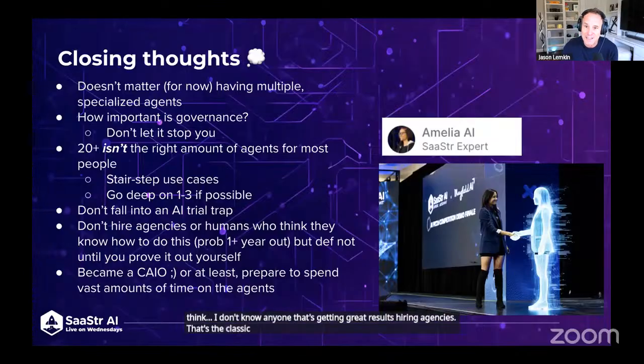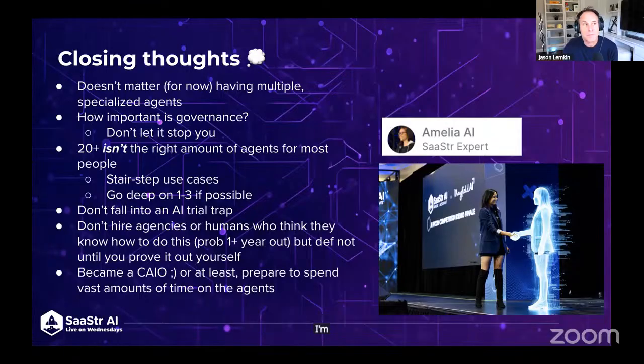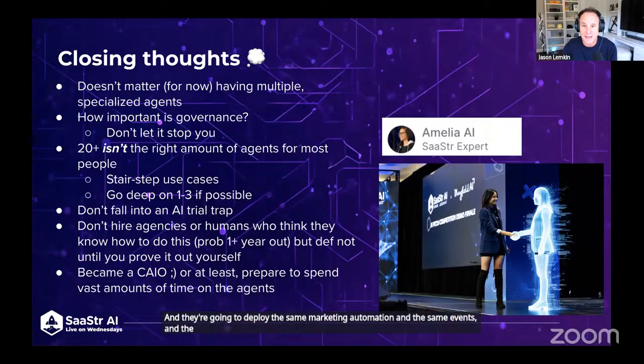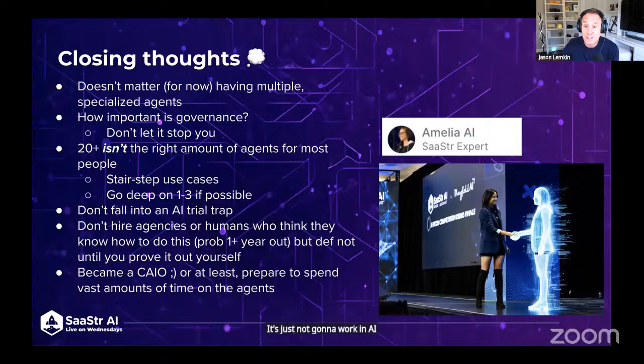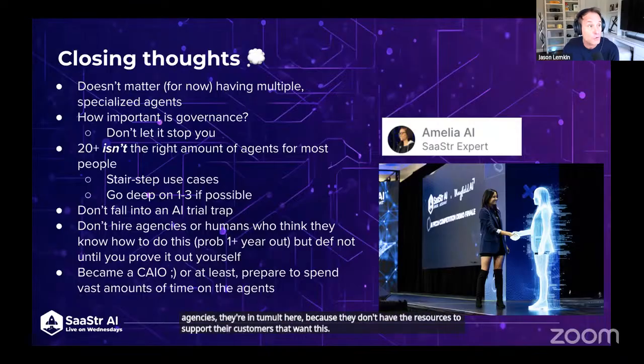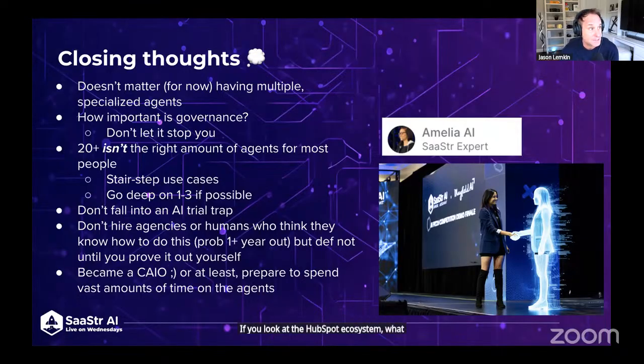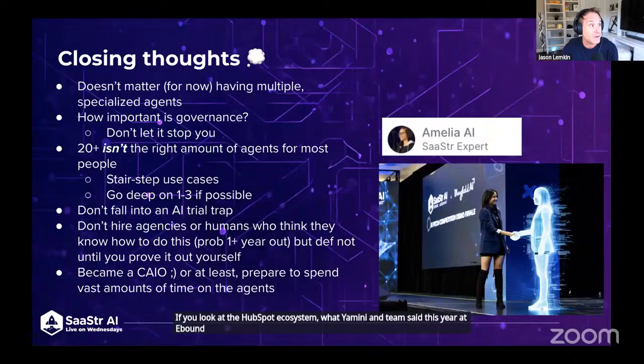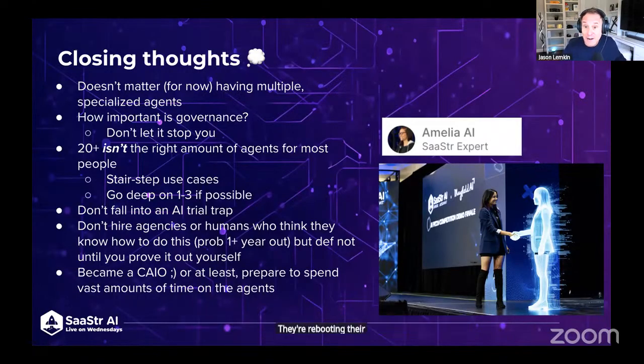That's the classic marketing stack. I'm a head of marketing. I'm going to bring my 11 agencies with me that I've worked with since the 70s, and they're going to deploy the same marketing automation and the same events and the same banners. It's just not going to work in AI. The agencies don't exist. If you talk to agencies, they're in tumult because they don't have the resources to support their customers that want this. If you look at the HubSpot ecosystem, what Yamini and team said this year at Inbound is that 40% of HubSpot's revenue comes from agencies that help deploy HubSpot, right? They're rebooting their entire agency ecosystem because most of their agencies can't deploy AI.